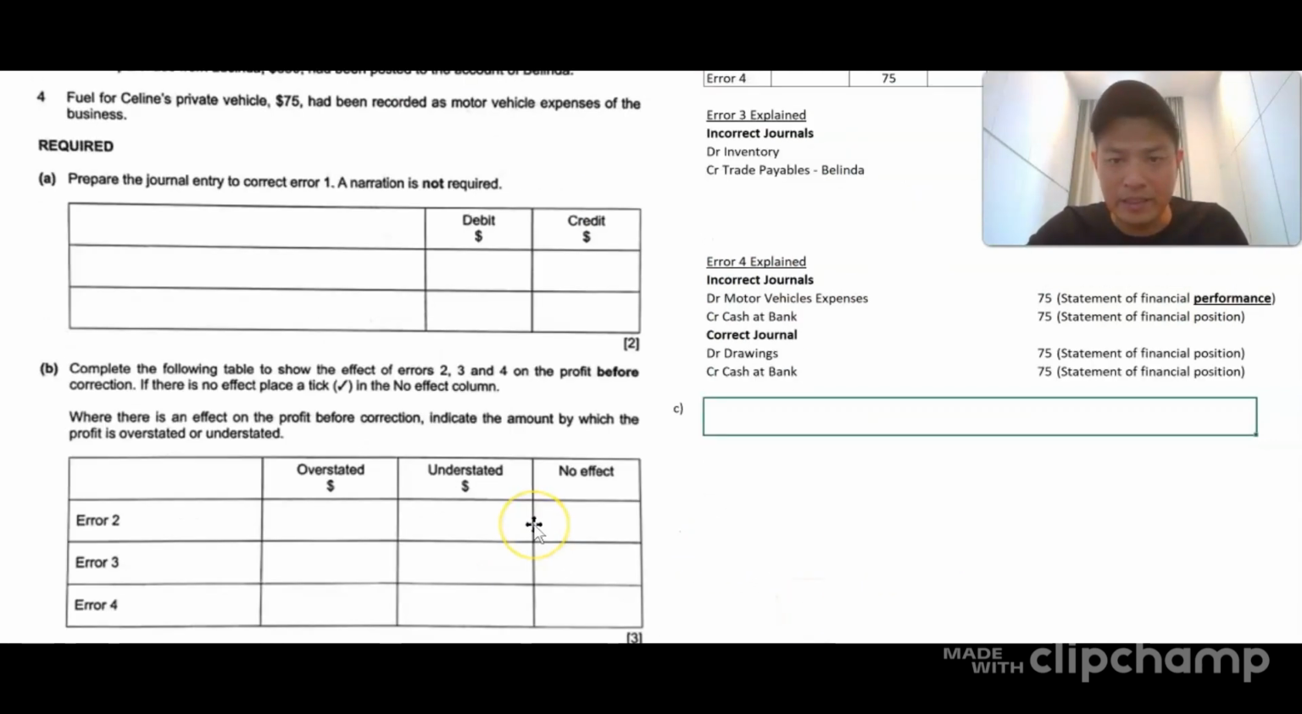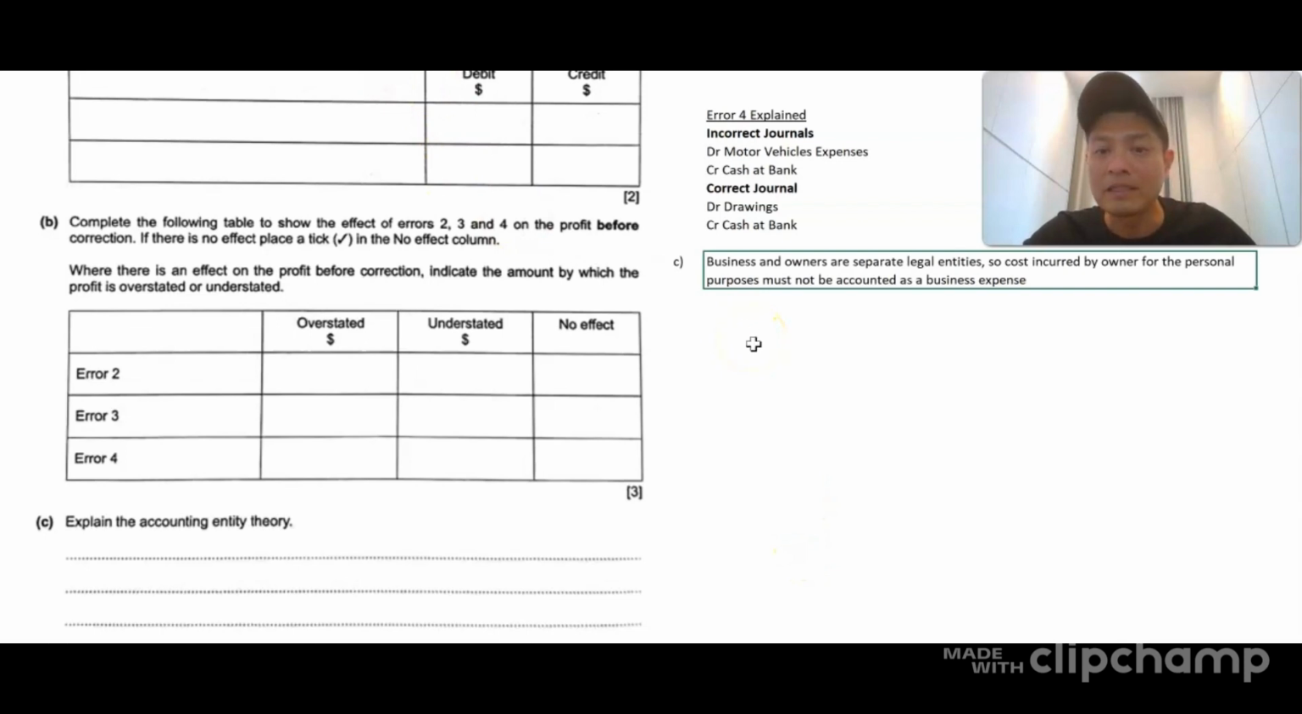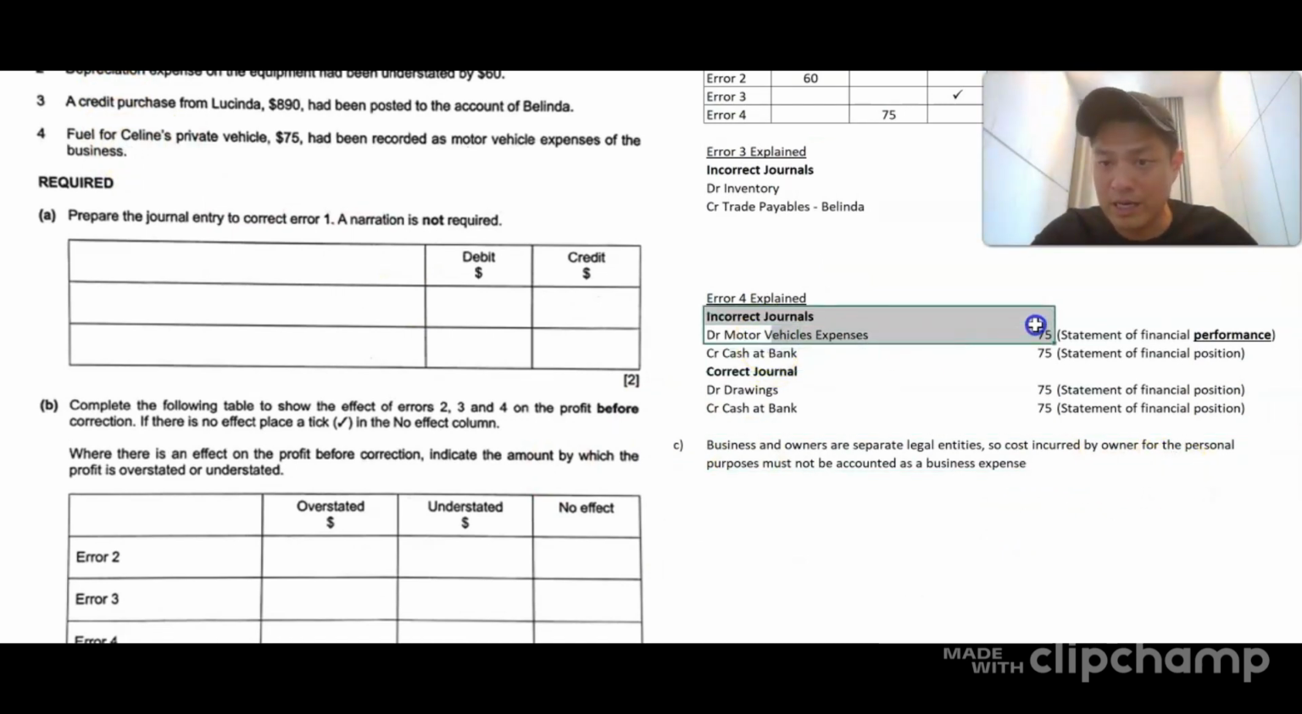Now, part C, and they've asked us to explain accounting theory. You could Google this as well. Just put accounting theory, POA, and you get the answer. But basically, it says that the business and the owners are separate legal entities. So costs incurred, like the example of error number 4, by the owner for personal purposes should not be accounted for as a business expense. Okay, and that's why this was an error.